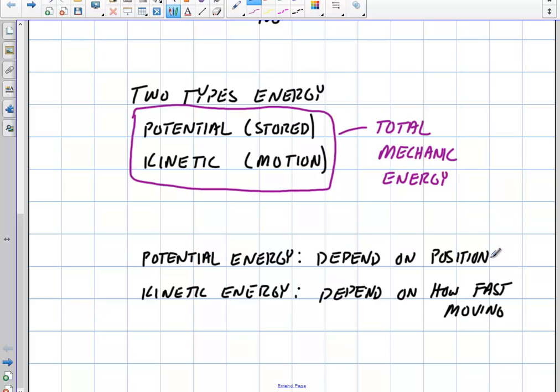So it's how high is an object above the ground? How far is a rubber band stretched? How far apart are two charges? How close are two magnets? The position is going to tell you how much potential energy there is, or stored energy. The kinetic energy is just how fast you're moving. And we're basically going to be concerned with only two things, a linear motion and a rotational motion, which we'll get into in the next video.